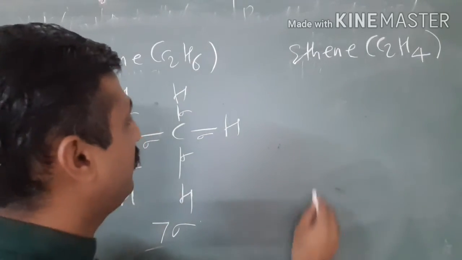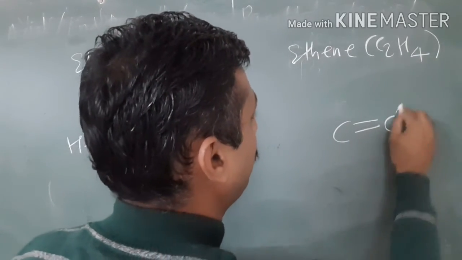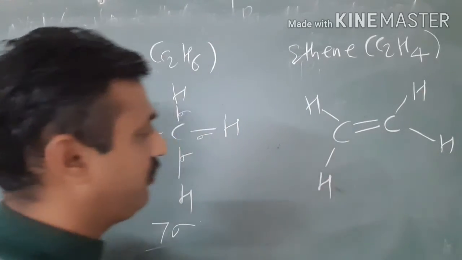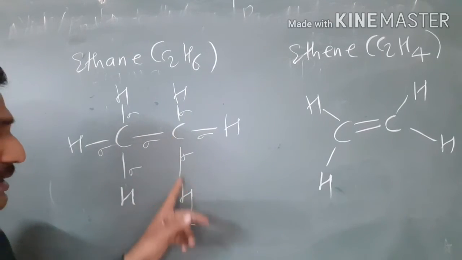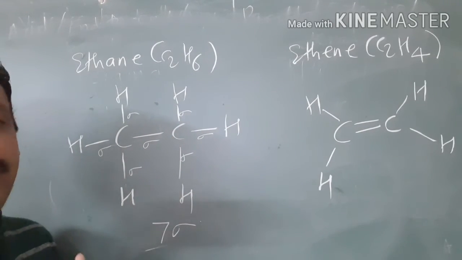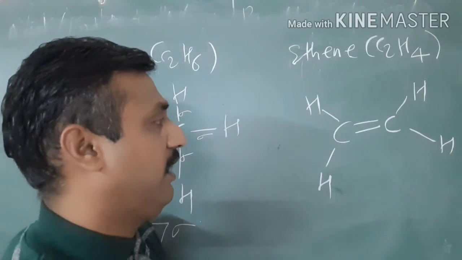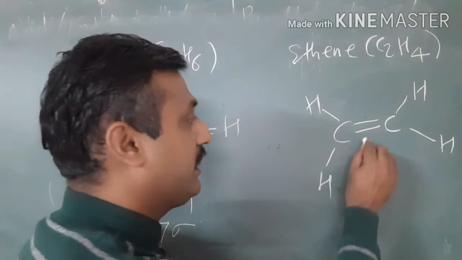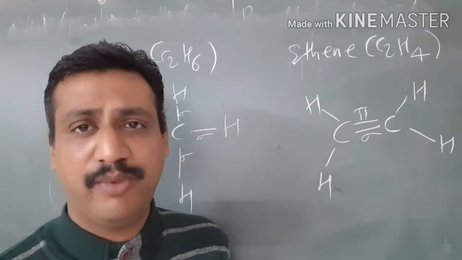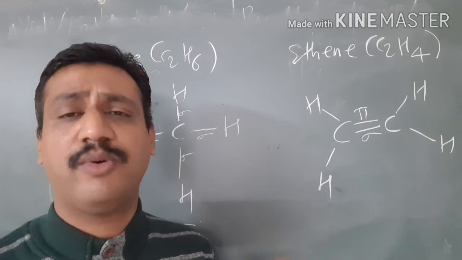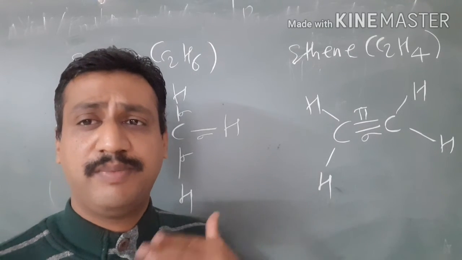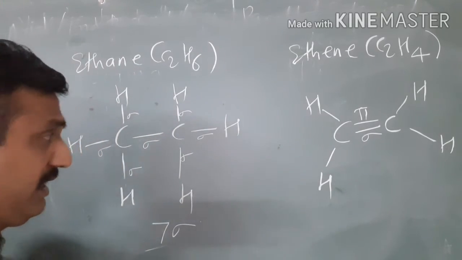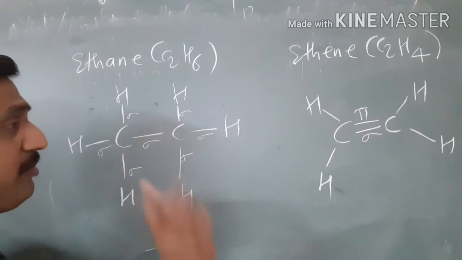C2H4 is the ethene. So its structure is like this: C double bond C and H4, C2H4. Now here, whenever there is a single bond between two atoms, it's a sigma bond. Whenever there are multiple bonds, say between 2 carbon atoms there is a double bond, in that case the first bond is sigma and the second bond is always the pi bond. The first bond alone can't be a pi bond, okay. There must be a sigma bond and later on there may be a pi bond, but alone pi bond can't exist, alone sigma bond can exist.